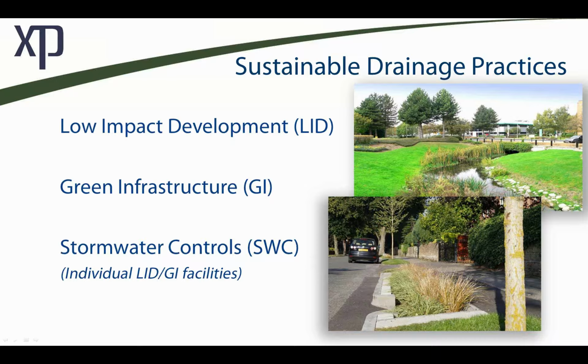We can see on the images to the right, the lower image would be an individual facility. This would be a curb cut bioretention or a rain garden. We're going to refer to this as a stormwater control. The image above is maybe a small wetland area. These are the individual facilities. So the stormwater controls are the individual elements making up this treatment train approach, this greater holistic green infrastructure plan.